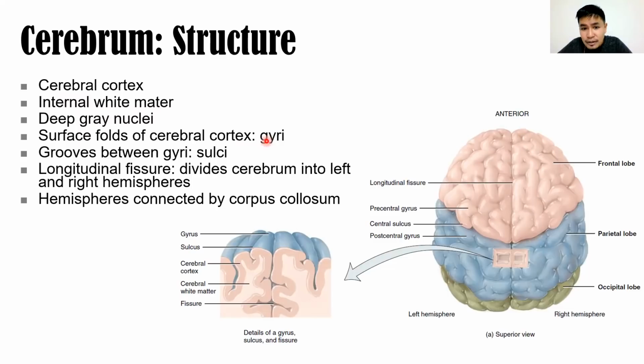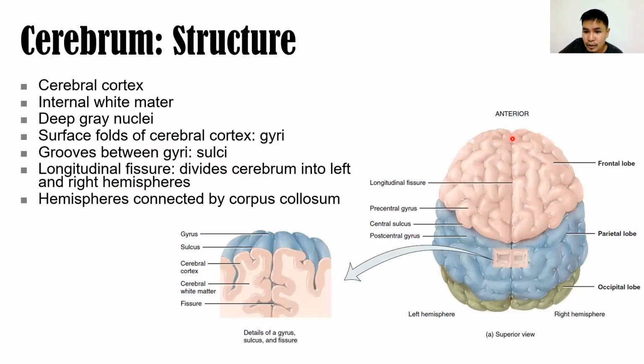Maraming gyri; singular, gyrus. Grooves in between the gyri are called your sulci; singular, sulcus. Here in this picture, you have your gyrus, the surface folds of the cerebral cortex. Parang yung bulging. Sulcus would be the grooves in between your gyri. Parang lines. So it's between your gyrus or gyri. Longitudinal fissure divides the cerebrum into left and right hemispheres.